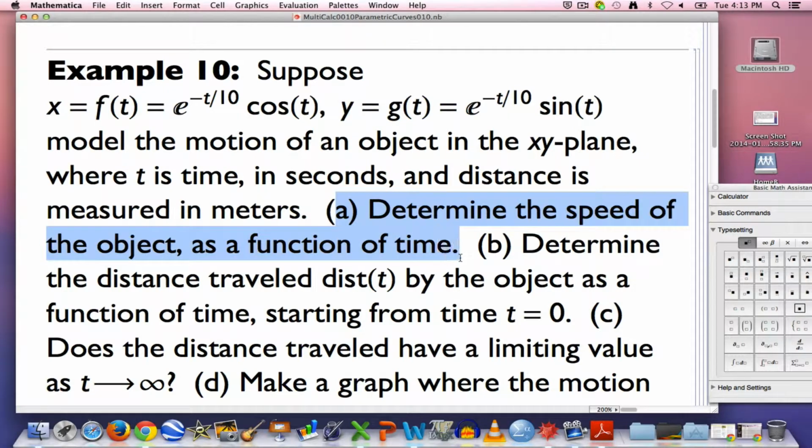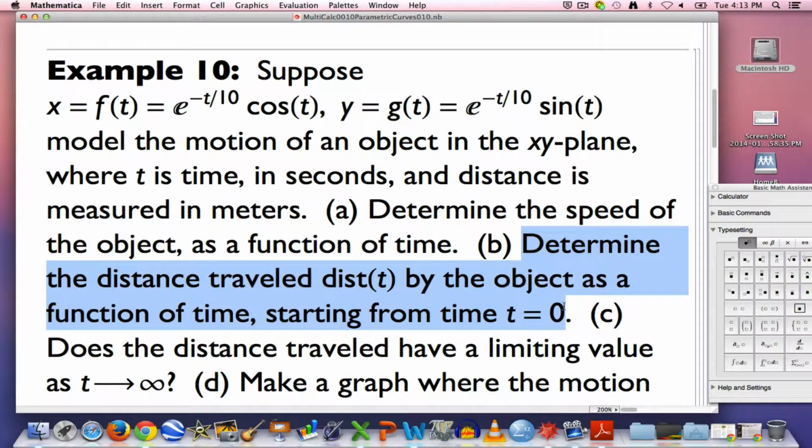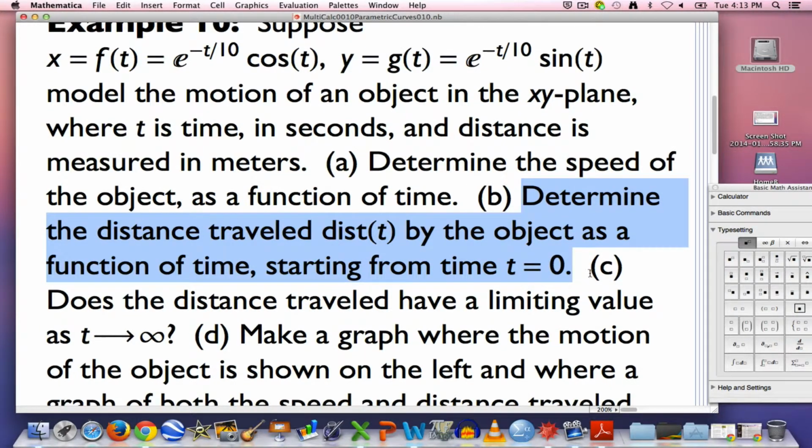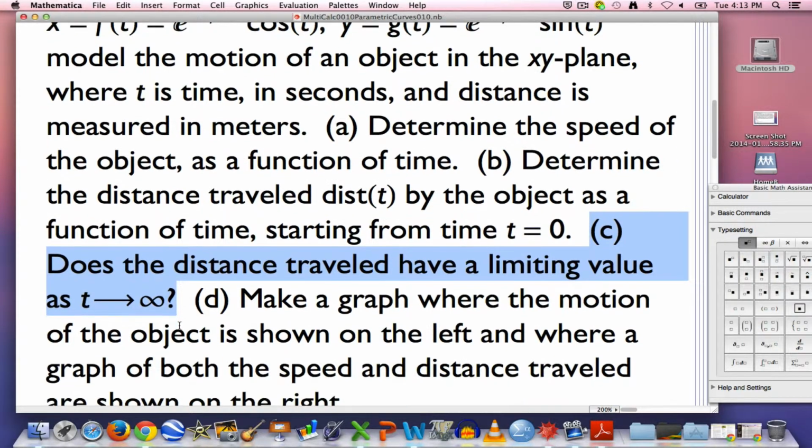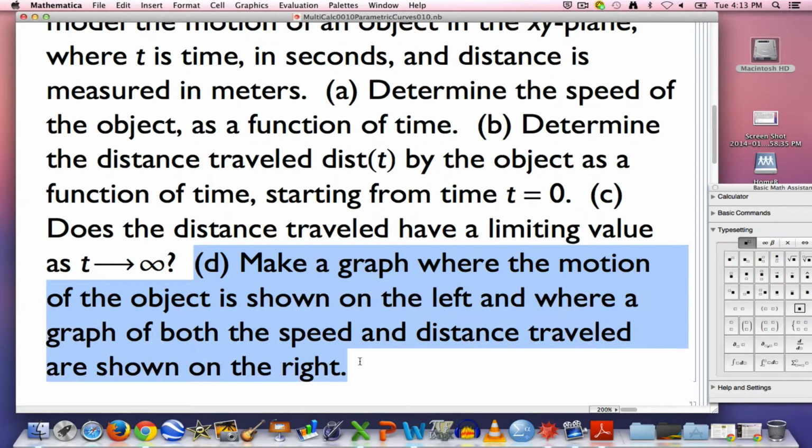We want to determine the speed of the object as a function of time. That's the first thing. Second, we want to find the distance traveled by the object as a function of time. The third thing is our interesting question: does the distance traveled have a limiting value as t increases to infinity, as t gets arbitrarily large? The answer will be yes or no. Finally, part D, we're going to make a graph that shows all this.